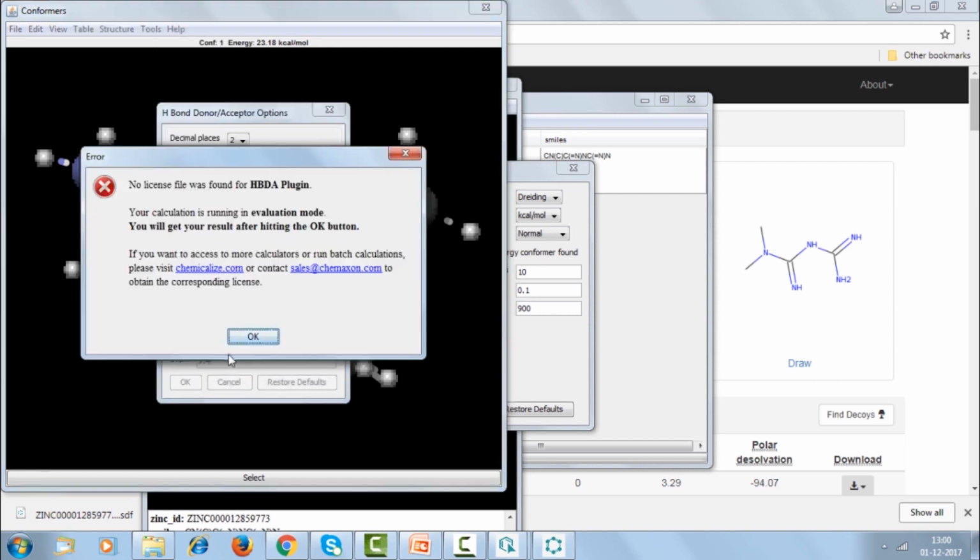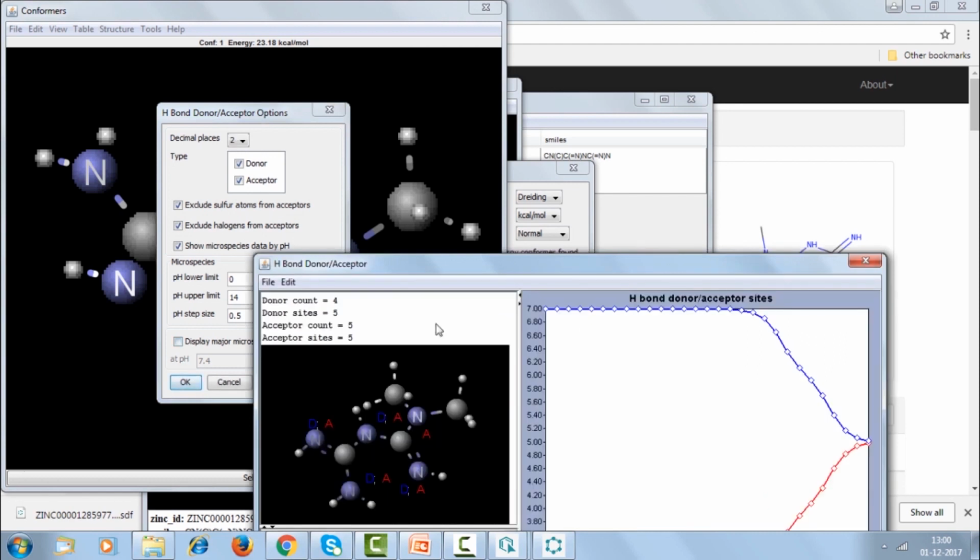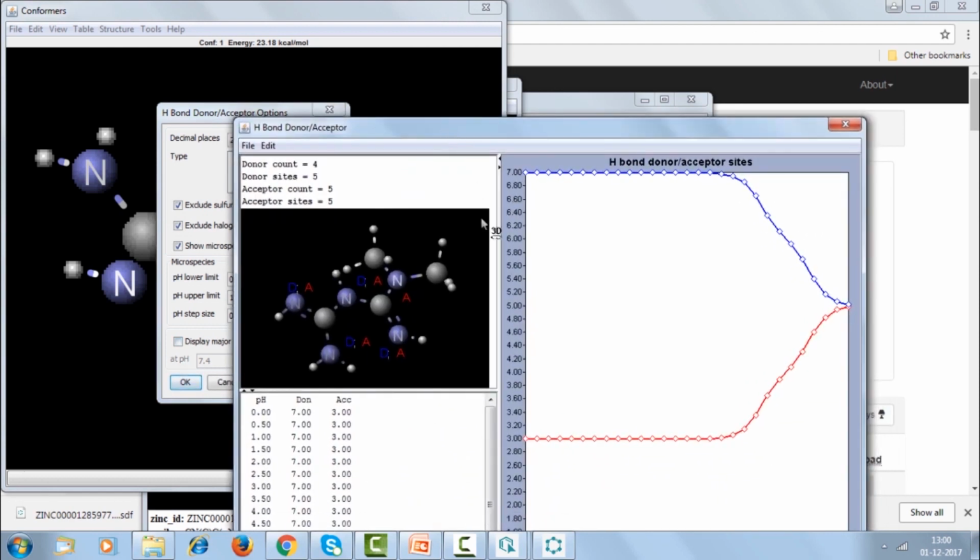So it gives you the hydrogen bond donor and acceptor. As you can see, generally they are only acceptors. Donor count, donor sites 5, acceptor count is 5. As you can see here, acceptor, acceptor, acceptor, these are donor, donor, donor. So the NH can be a donor, the N can be an acceptor, as you can see here.